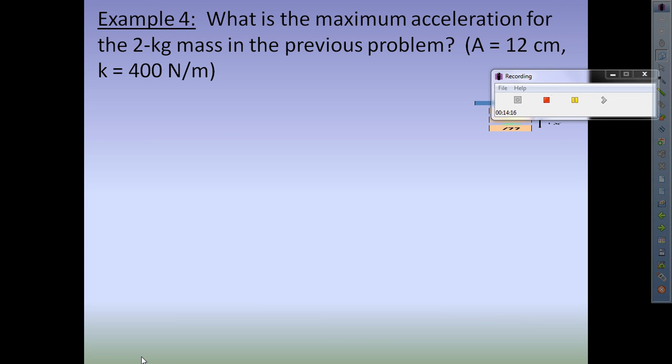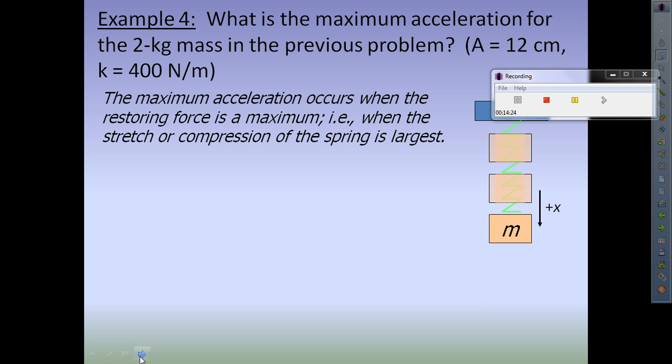All right, what is the maximum acceleration for the 2 kilogram mass in the previous problem? They give us our amplitude is 12 centimeters and our K is 400 newtons per meter. Max acceleration occurs when the restoring force is maximum. So when I have the greatest amount of stretch or compression. So F is equal to negative Kx. So if I'm looking for my maximum acceleration, that's going to occur when my displacement is maximum, so that's a positive or negative amplitude. Remember, amplitude is the greatest displacement from your rest position.